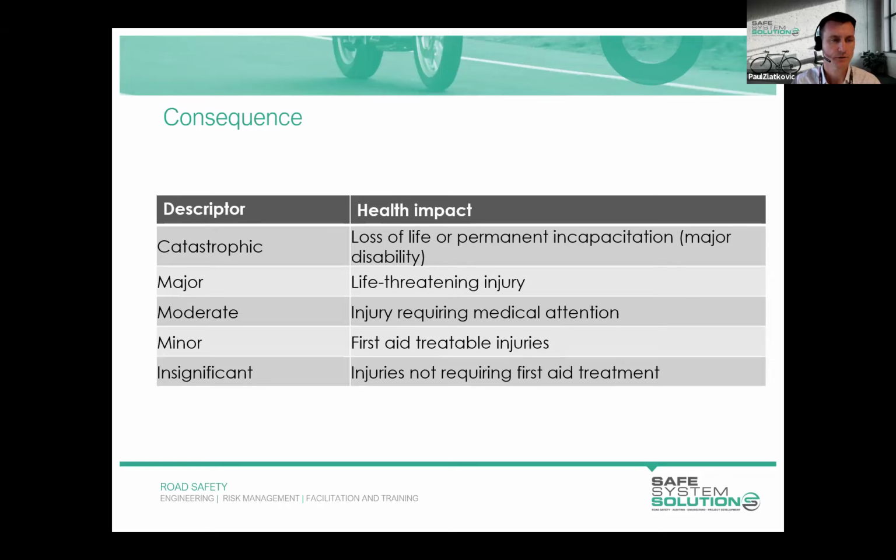Move on to our consequence table. This describes the level of health impact associated with that consequence, from catastrophic, which is a loss of life or permanent incapacitation. Moderate is an injury requiring medical attention, so that's likely to be a doctor visit or a hospitalisation. Minor is first aid, and insignificant is injury not requiring first aid treatment.